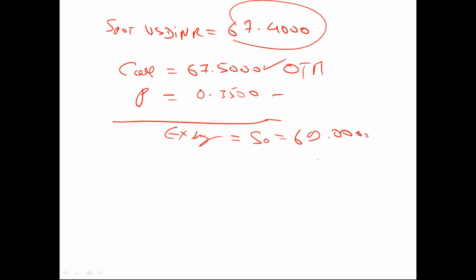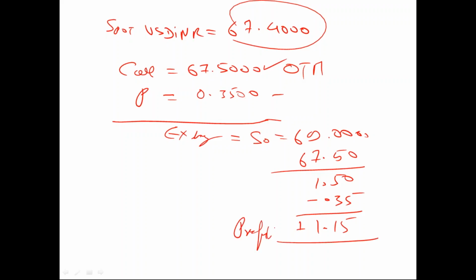So what should be my premium? For that, I have to calculate the intrinsic value. Intrinsic value is the spot minus the strike. Or I can say I bought at 67.500 and the spot is 69. The difference is my payoff, and minus the premium is my profit. So my payoff: the difference here comes to around 1.50, and minus 0.35 comes to 1.15, which will be my profit. As simple as that. Into lot size.